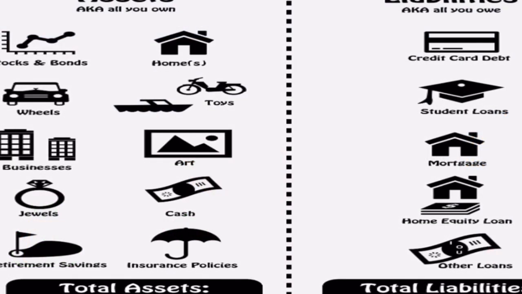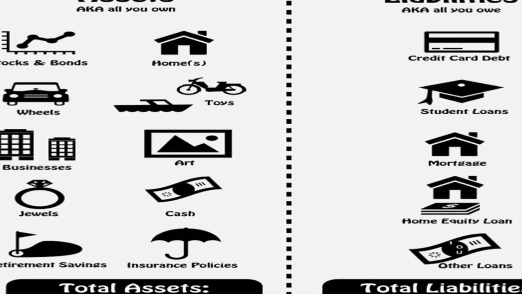Okay, let's do a comparison between assets and liabilities. An asset is something that you own, and a liability is something that you owe. Examples of assets are stocks and bonds, a house, property, and vehicles like cars.